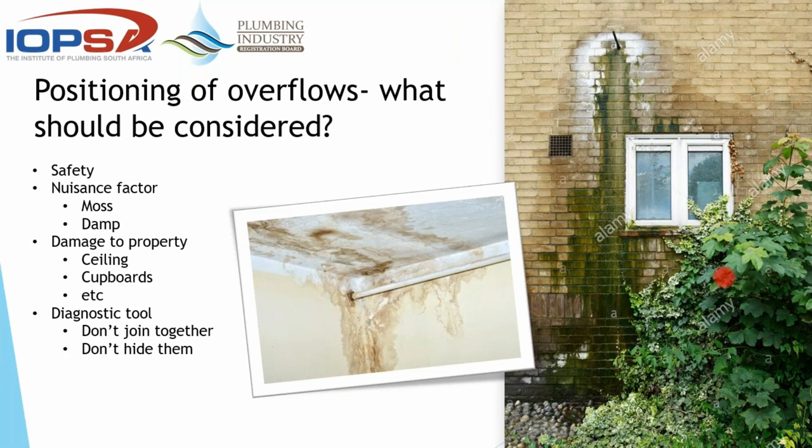And that means if you are forced to put them into a stack, now TP can't go into a PVC stack, we know that because of the heat, but if it's, let's say, cast iron or whatever the case may be, you have to do it with an air gap and a tundish that is capable of accepting the flow from that overflow, so that the air gap allows it to be discernible. You must be able to see the drip or the discharge or whatever is occurring, so that you can be notified or be warned of something occurring there.